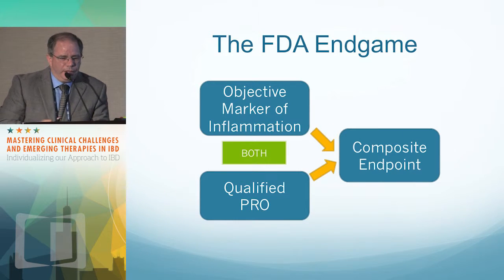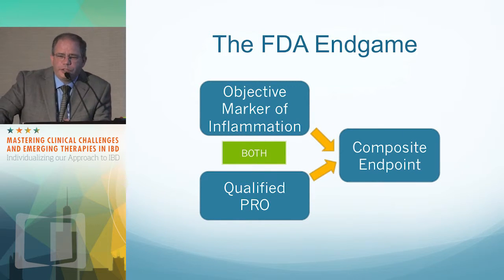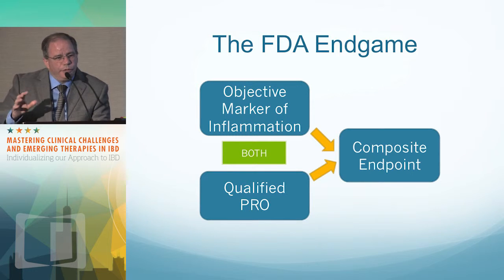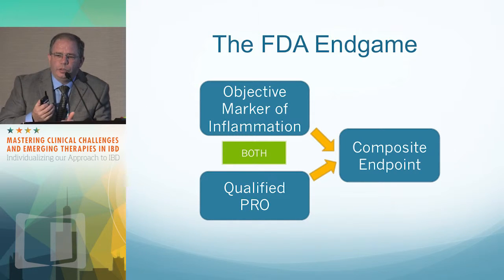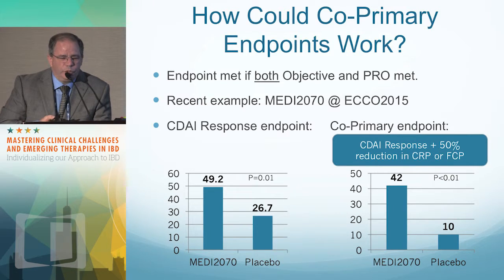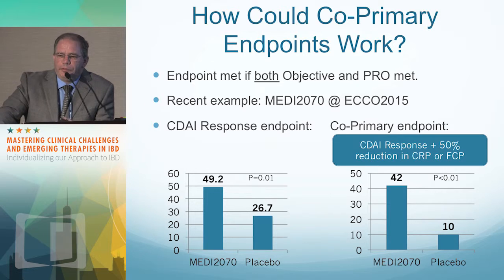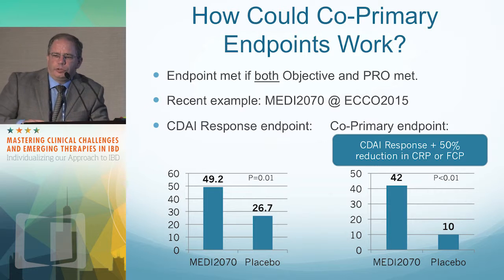And I think where the FDA is going is they want to see both objective improvement of inflammation and a qualified PRO to prove that the patient is feeling and functioning better to be able to approve a drug, to have this co-primary endpoint. So how would these work? And I think everybody in the field has been a little bit nervous about what the numbers would look like. Would it make it more difficult to do clinical trials and to prove a benefit of a good drug?